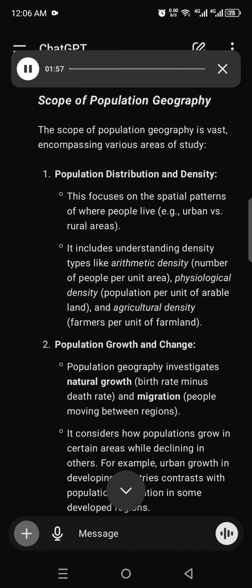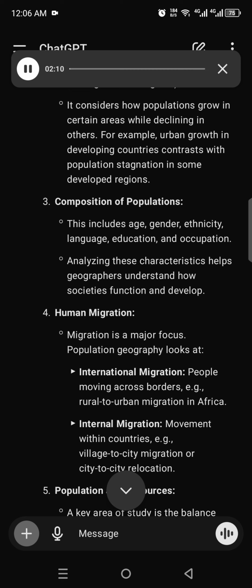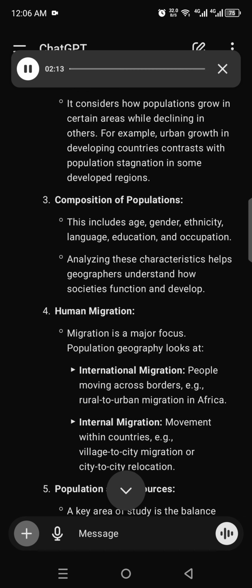2. Population growth and change. Population geography investigates natural growth, birth rate minus death rate, and migration, people moving between regions. It considers how populations grow in certain areas while declining in others. For example, urban growth in developing countries contrasts with population stagnation in some developed regions.